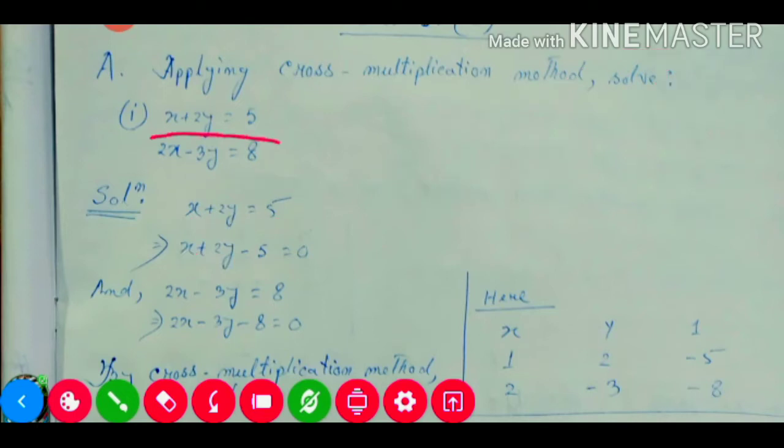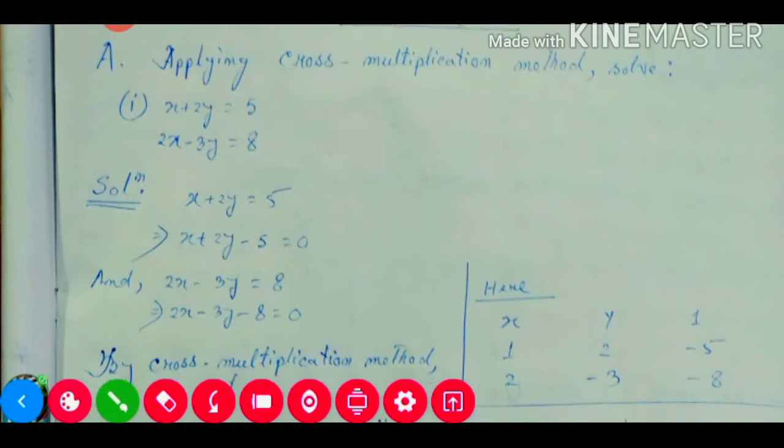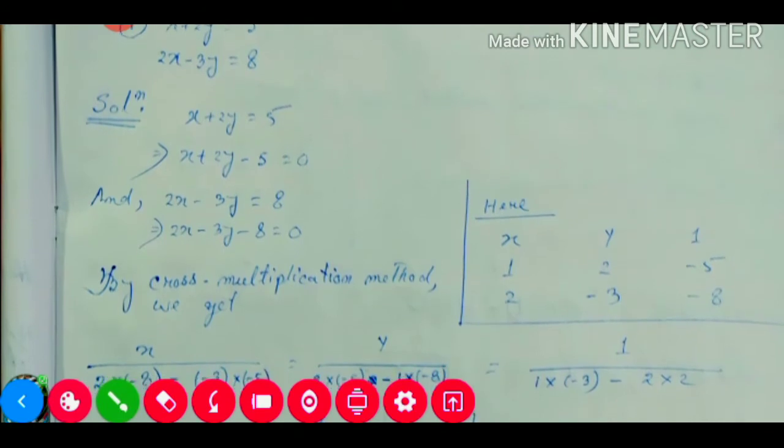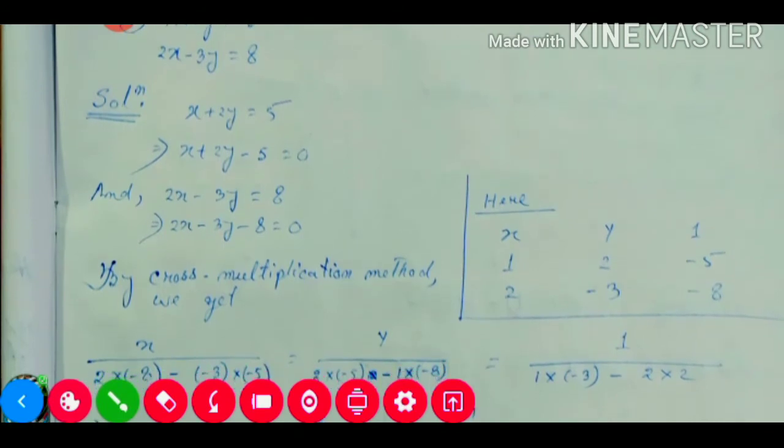Similarly, in the second equation also we will do like this. For the second equation, it is given 2x - 3y = 8. So we need to shift this 8 to the left hand side, and it will be minus 8. Now we have these two equations.